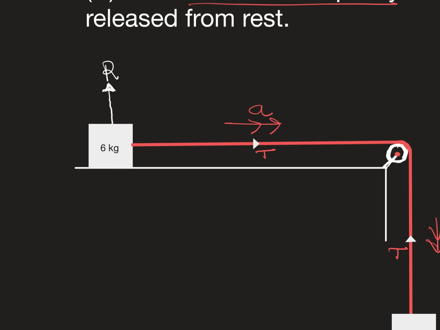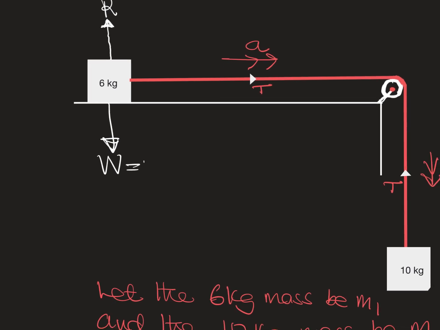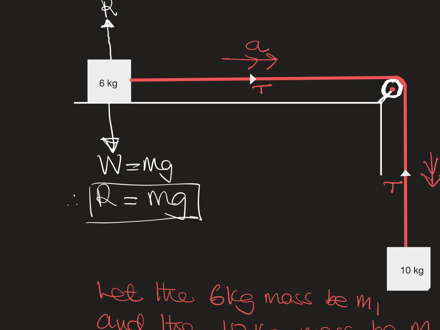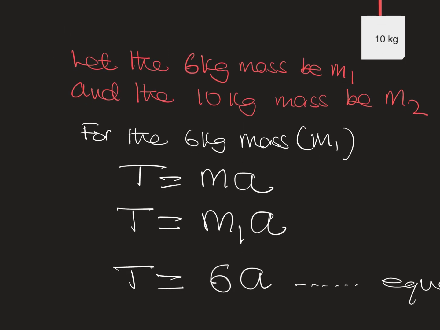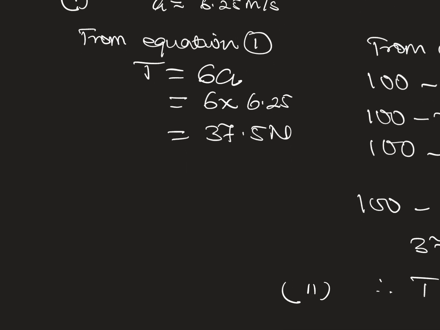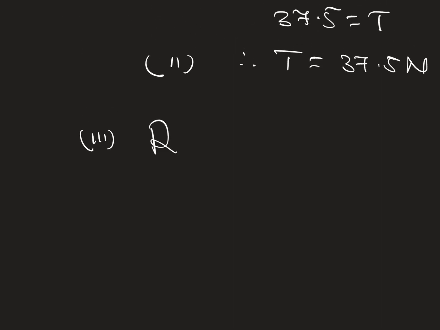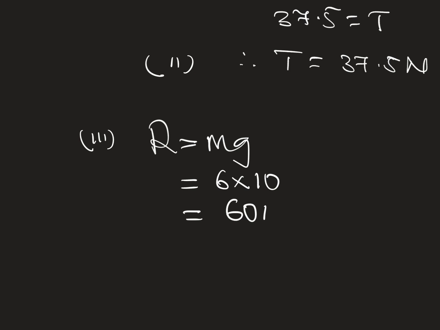For a body that is on a horizontal table or a horizontal surface, the R is always going to be equal to the weight. Therefore, because we know that weight is equal to mass times gravity, R is also going to be equal to mass times gravity. Okay, so let's find the reaction. Question 3, R is going to be mass times gravity. The mass is 6 and gravity is 10, so that will be 60 newtons.